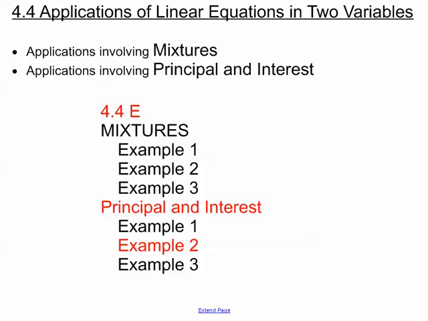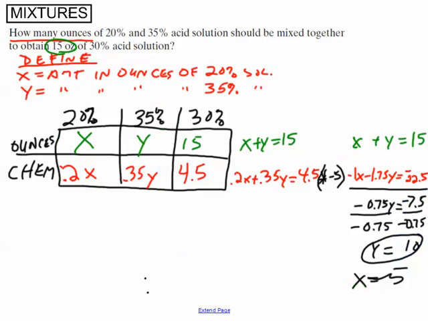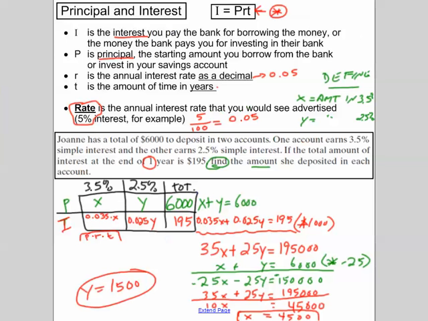All right, so here we are at 4.4e, principal and interest, example 2. Essentially, it's going to be the same type of idea as example 1. We've got to look at each investment as a column, look at a total for the column, and then one row is going to be principal, one row is going to be interest, just like that one here.